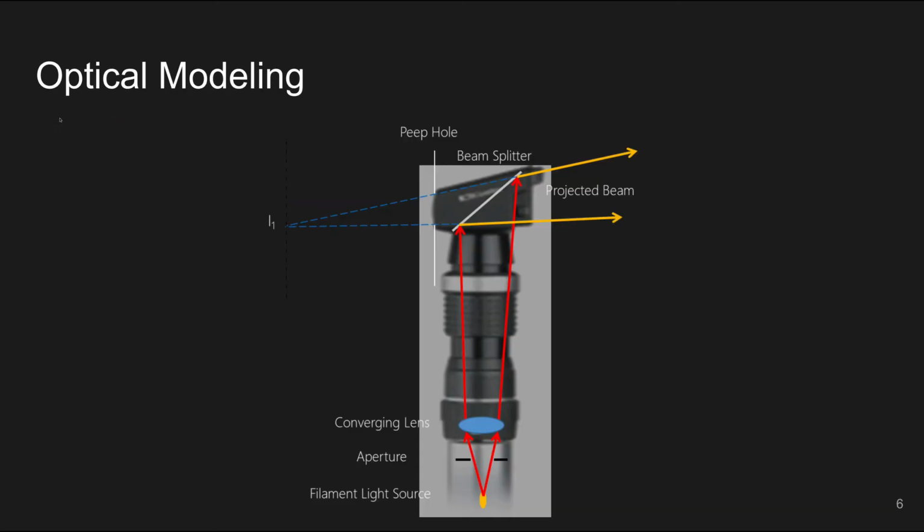The retinoscope itself is a reasonably simple optical instrument. There is a light source at the bottom. The light from the bulb passes through a converging lens to a beam splitter. The beam splitter reflects half the light towards the patient. The patient then gets a perception that the light is coming from behind the retinoscope.